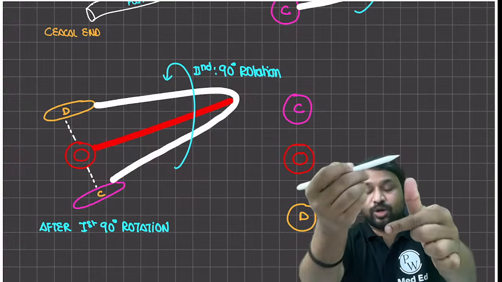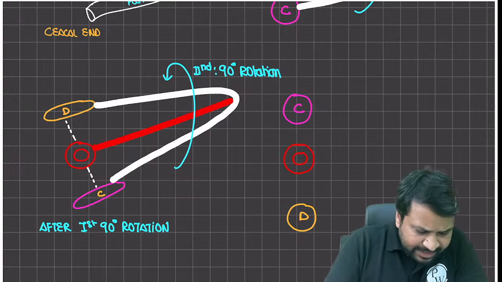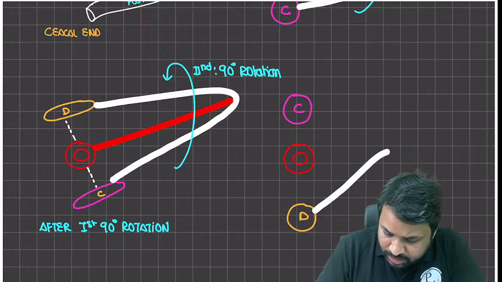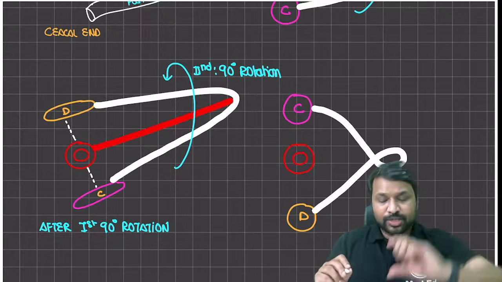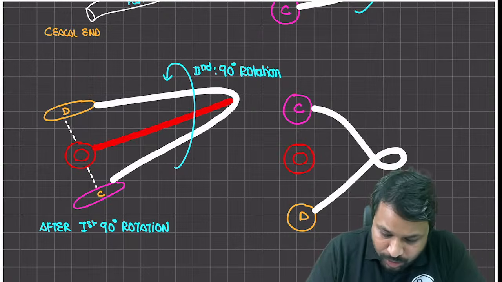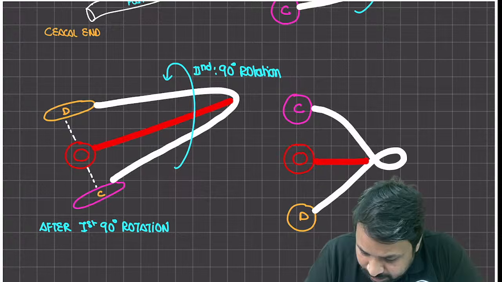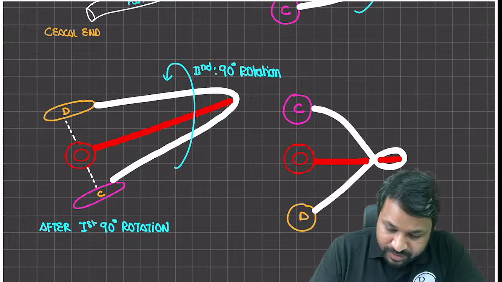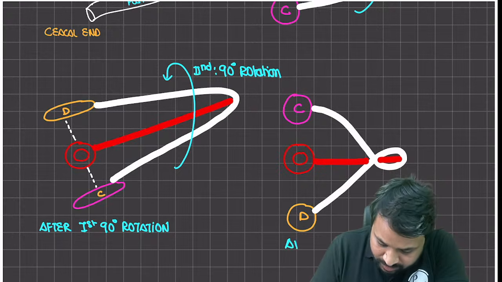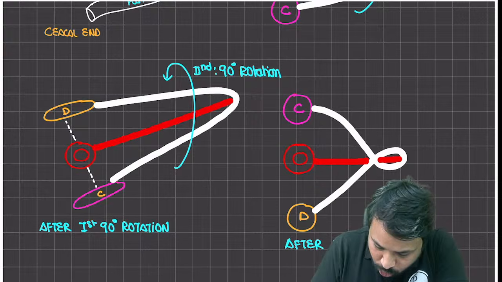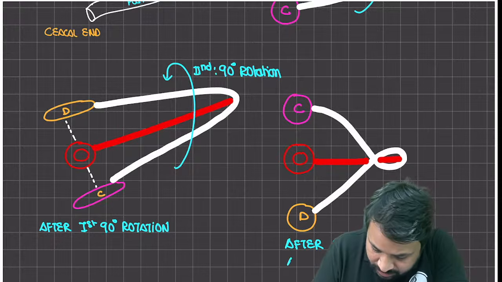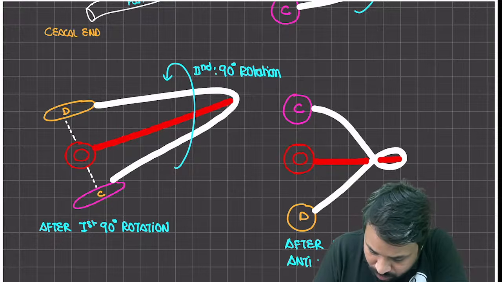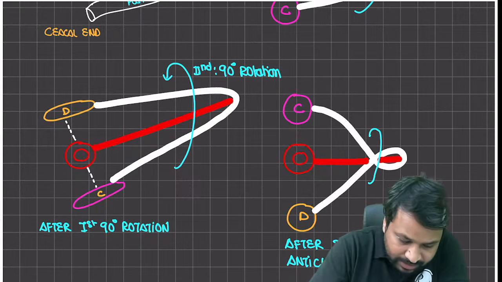So you see the cecum is coming on top. Okay? The cecum is going to come on top. So this is going to become like this, right? So there is twisting of the bowel loops also, but the axis still remains the same. That is your superior mesenteric artery. So this is after 180 degrees, after 2 turns. This is after 180 degrees anti-clockwise. Okay.